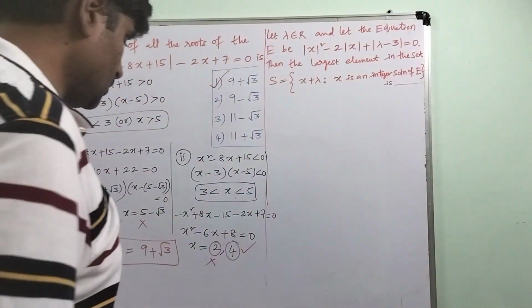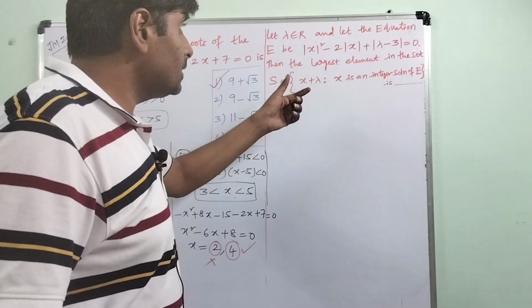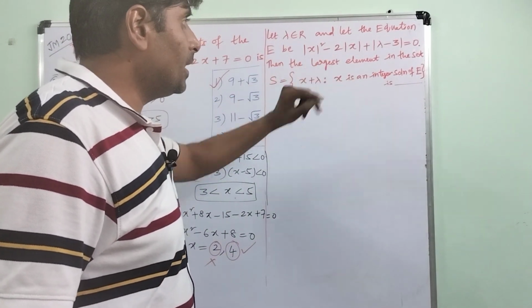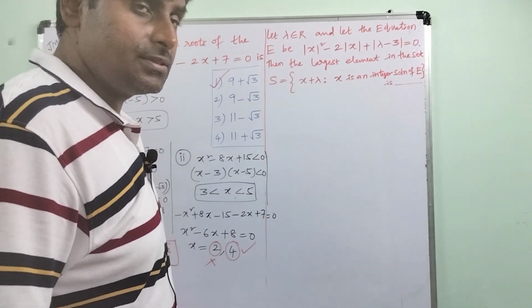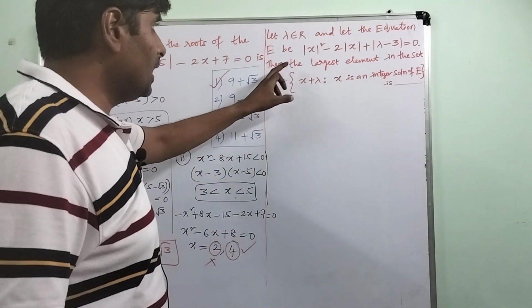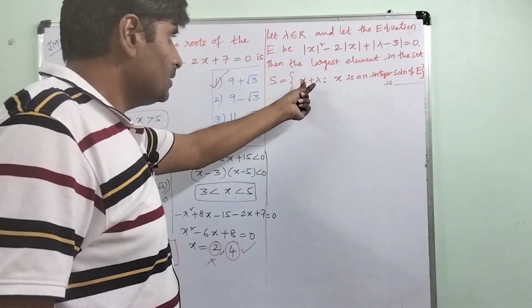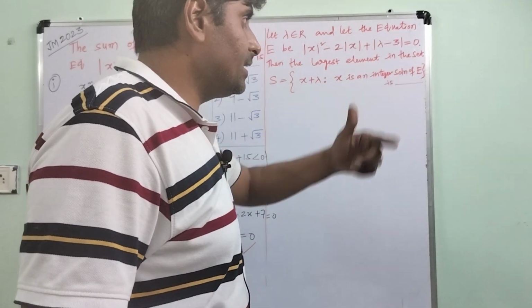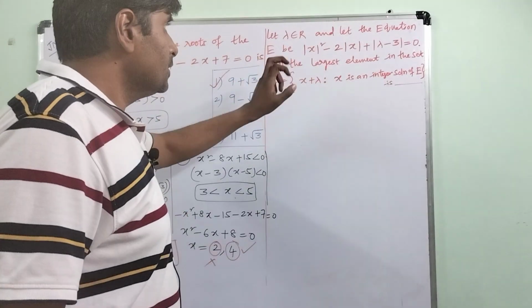Now let us solve this question. Let lambda belongs to R and let the equation E be mod x whole square minus 2 into modulus of x plus modulus of lambda minus 3 equal to 0. Then the largest element in this set, capital S, so that is in the form of x plus lambda, x is an integral solution of this set E. Okay, so what is E here?